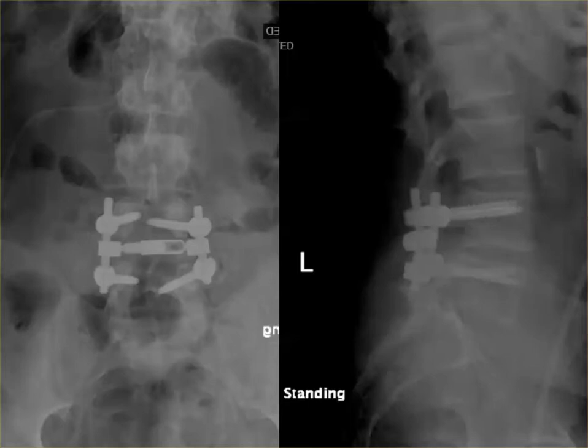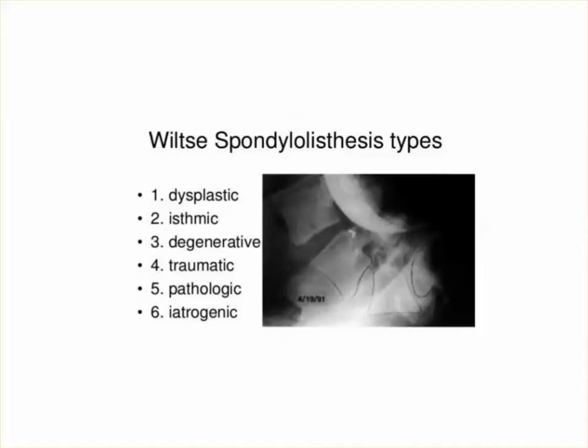The patient did great. The next day he said, I feel better already, even though he had this big fusion, because his nerve root was released. So I thought that was an interesting case of spondylolisthesis, and I just wanted to go over a couple of things.